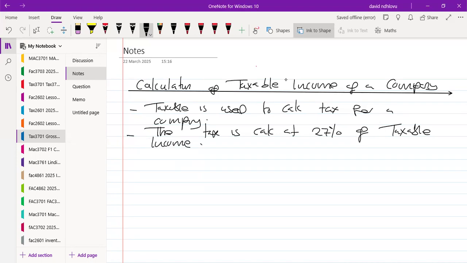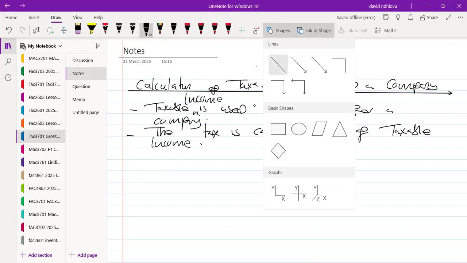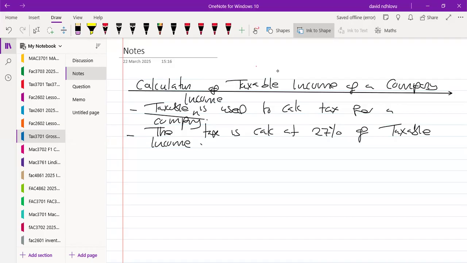So if you want to know how much a company should pay as tax at the end of the year, you need to first calculate a taxable income. You need to calculate this figure called taxable income. Once you have the figure of taxable income, then you just multiply it by 27%. It will tell you the amount of tax that is payable to SARS for that company for that particular year.